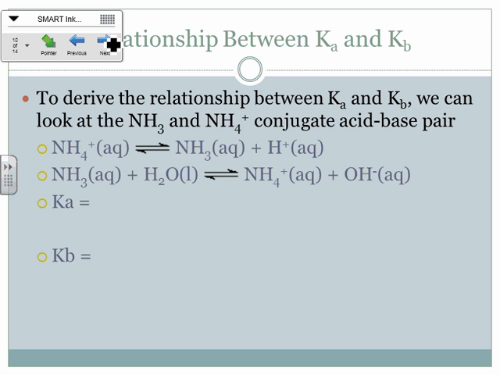Again, we simplified this when we left the water out on this first one. Well, we're going to leave the water out in the equilibrium expression anyway. Just products over reactants, right? So NH3 times H plus over NH4 plus. Okay, there's our Ka for that first reaction.